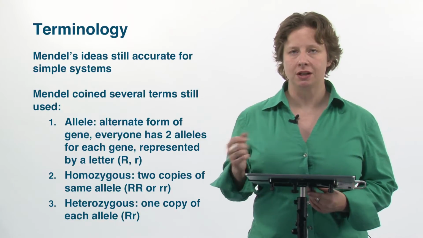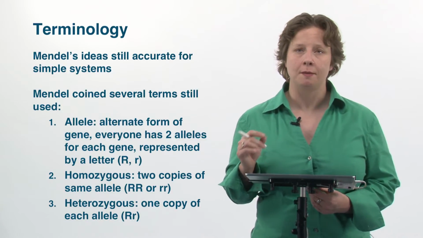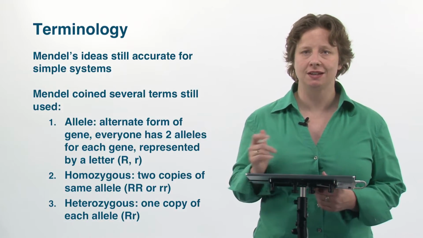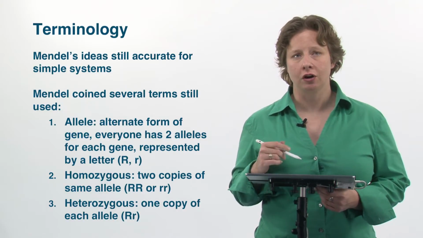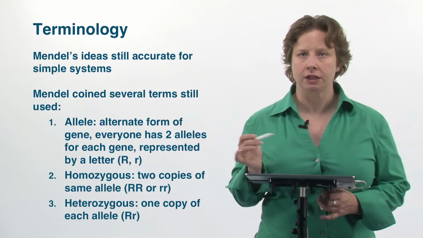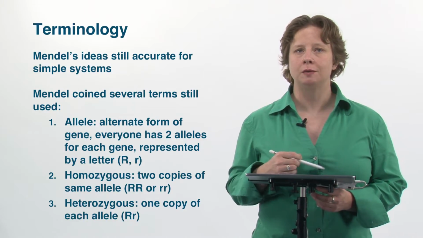Mendel's ideas are still accurate because they are for simple systems. There are some non-Mendelian inheritance rules that Mendel didn't know about because the pea plants he studied were relatively simple in their genetics. He coined several terms that we're going to talk about. There are roughly 10 of them. We still use these terms today.